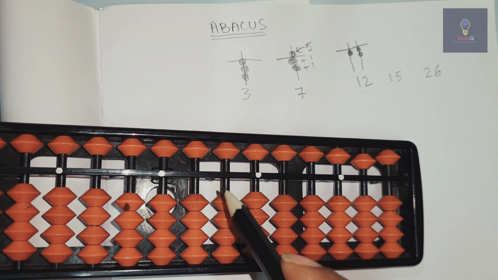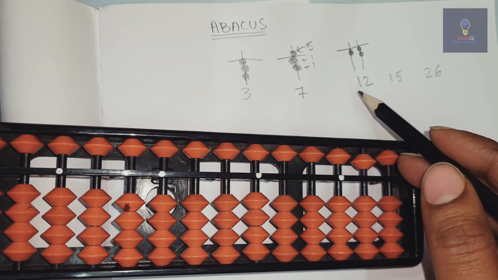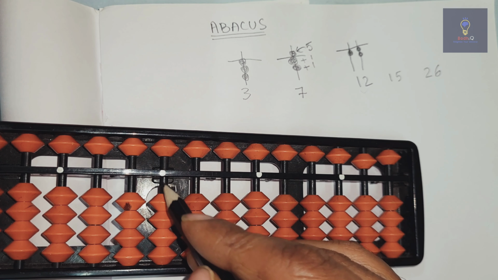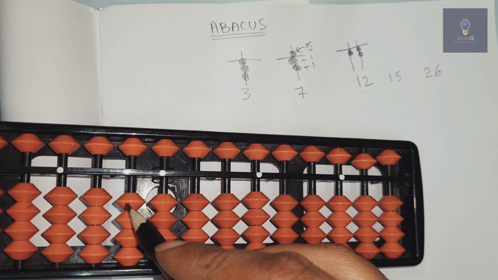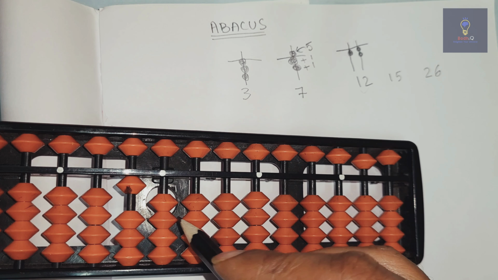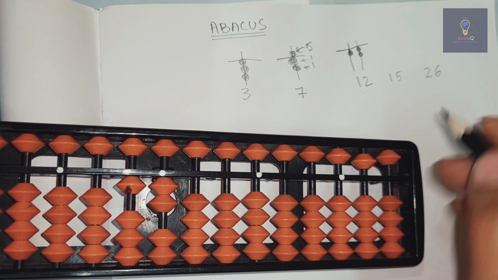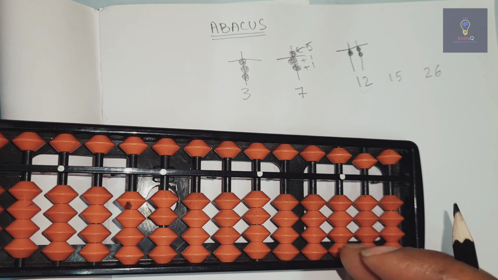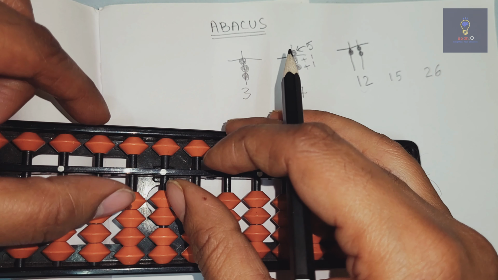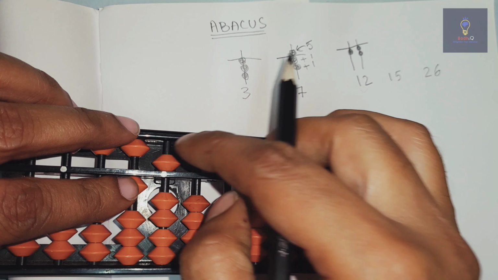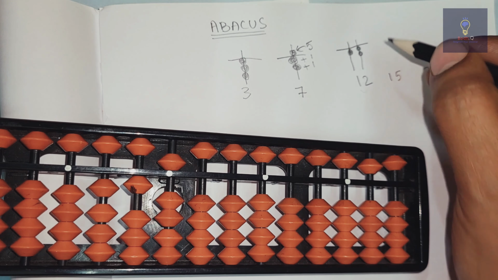Fine. Now if we have to put 12 over here, we can put it in this way: ones rod and then tens rod. So this is our 1 and this is our 2. So 12. Similarly, we can calculate it using abacus for 15. So this is 1 and this is 5. In this way we can calculate it.